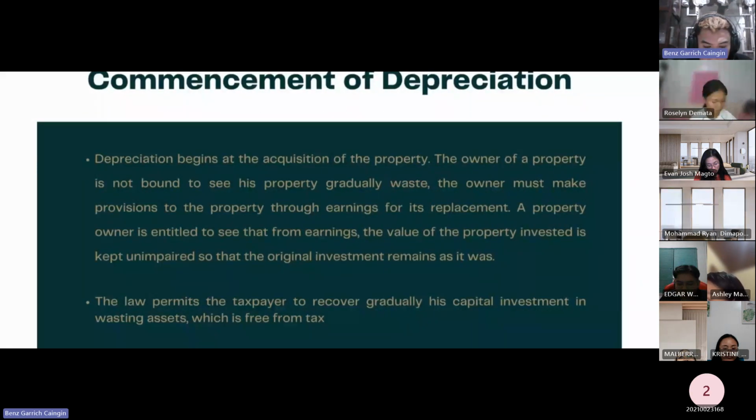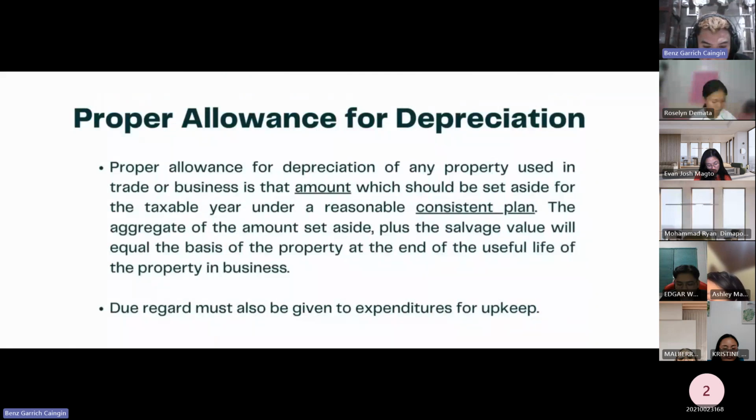Now let's talk about proper allowance for depreciation. The proper allowance for depreciation of any property used in trade or business is that amount which should be set aside for the taxable year under a reasonable, consistent plan. So the aggregate of the amount set aside plus the salvage value will equal the basis of the property at the end of the useful life of the property in business. So due regard must also be given to expenditures for upkeep.